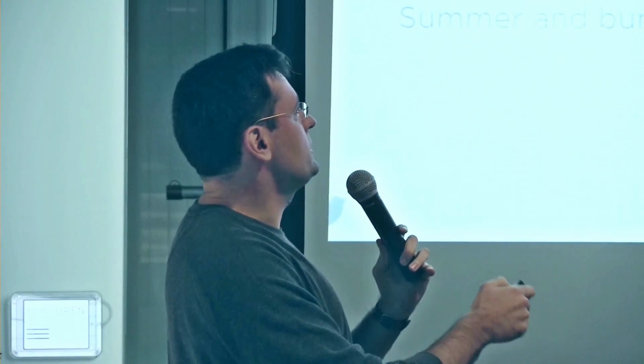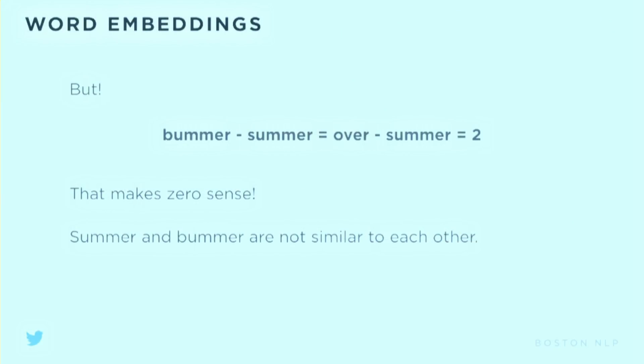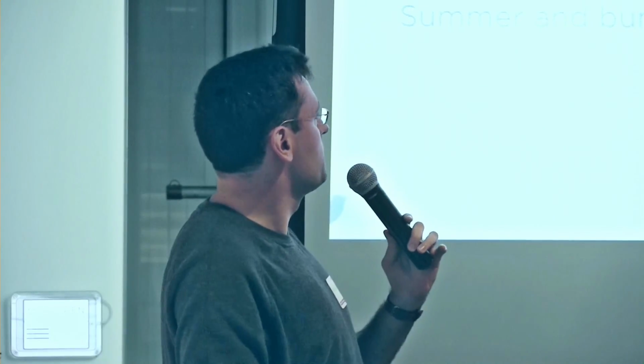So subtracting the vector of bummer from the vector of summer does not equal over minus summer. Actually, sorry, these are equal, which makes no sense. These 2 words are as close together as these 2 words, because we have this one-hot encoding and every single vector is exactly two apart, for every word in the language. It means every 2 words in English in this context are equally similar or equally distant. That's not something that we really want.